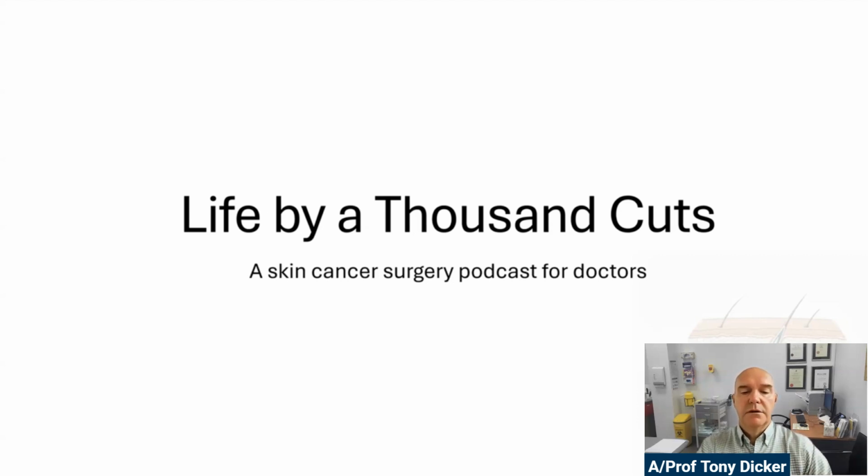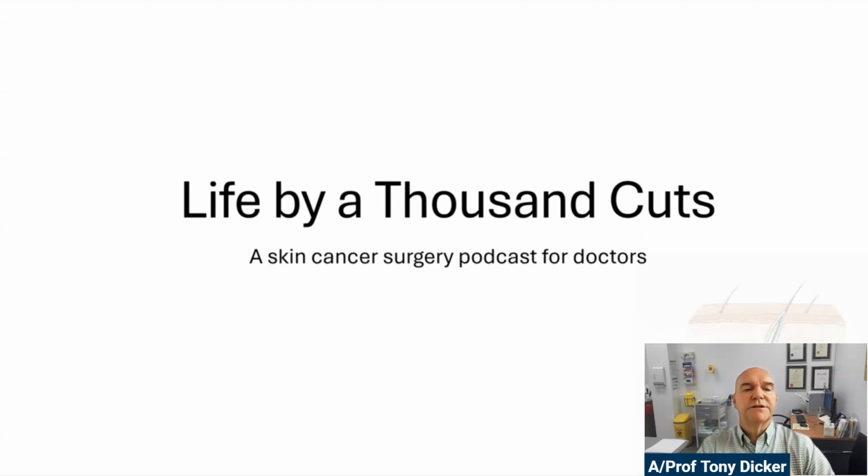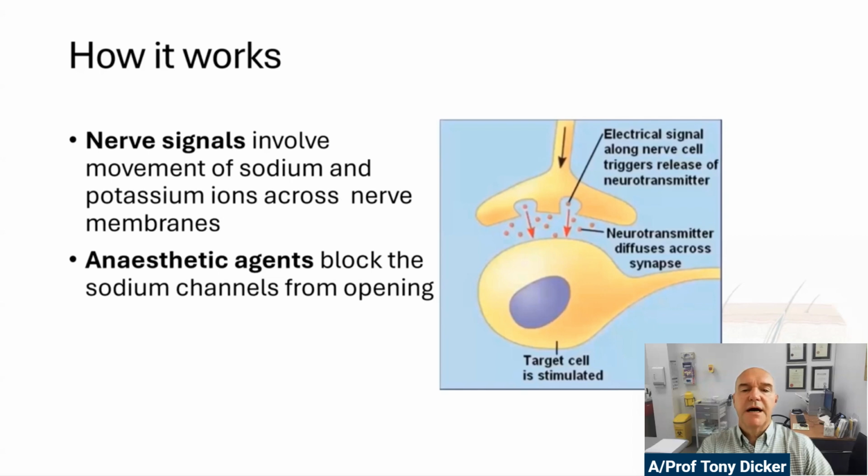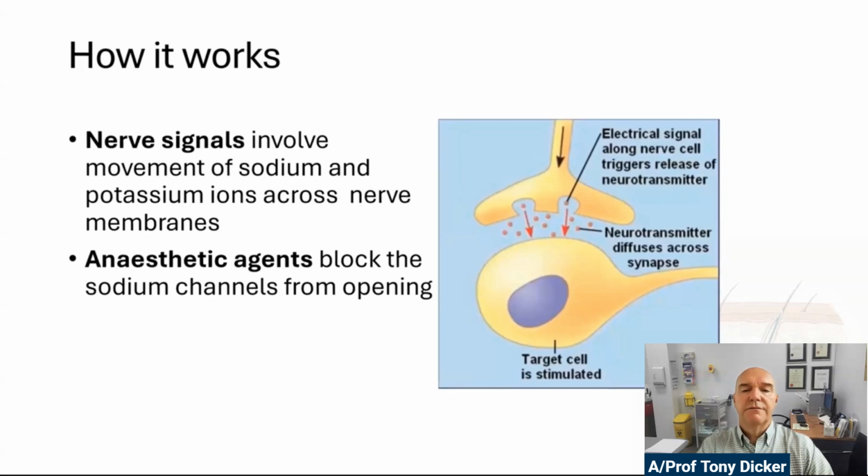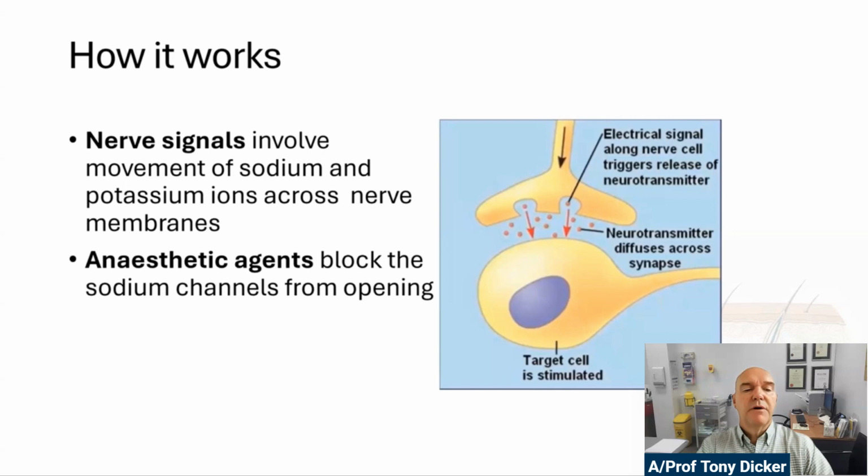How do they work? Basically, these agents block the sodium channel. When nerve signals are passing from one nerve to the next, there's a whole lot of chemicals passing between them, and by blocking these sodium channels, that blocks the function of the nerve.